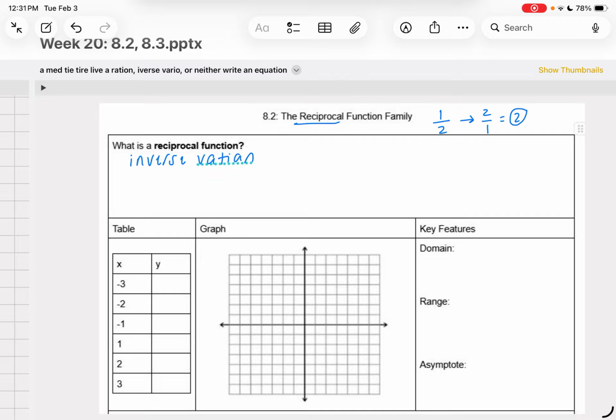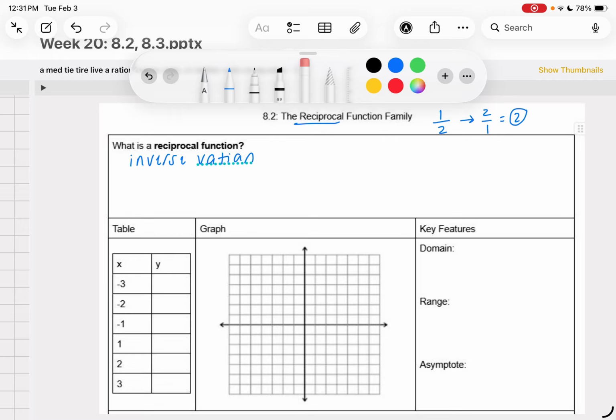Oh my gosh, my spelling. I don't know why I wrote it that way. Variation.